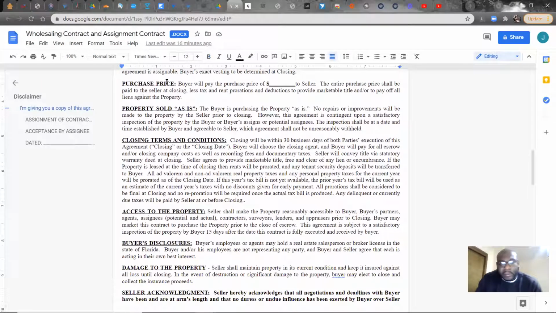That's that. Purchase price. This is what you and the seller agree upon. Property purchased as is, just giving them clarification that they don't need to do any repairs or anything like that. Buyers assigned. That's basically the cash buyer.